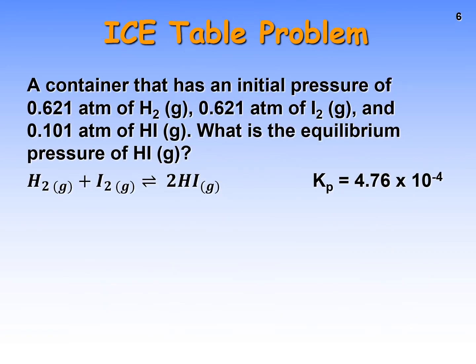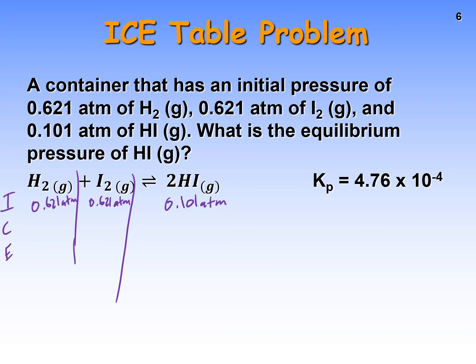Okay, so here's another problem. We have a container. It has initial pressures of everything in the container. So the first step here is going to be setting up the ICE table, right? So we have a 0.621 ATMs of H2. We have 0.621 ATMs of I2, and we have 0.101 ATMs of HI.